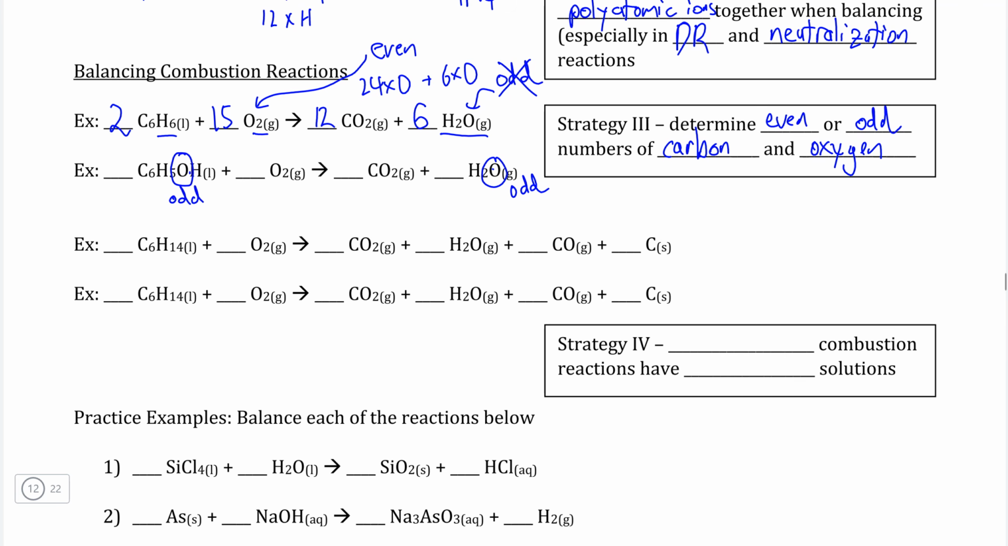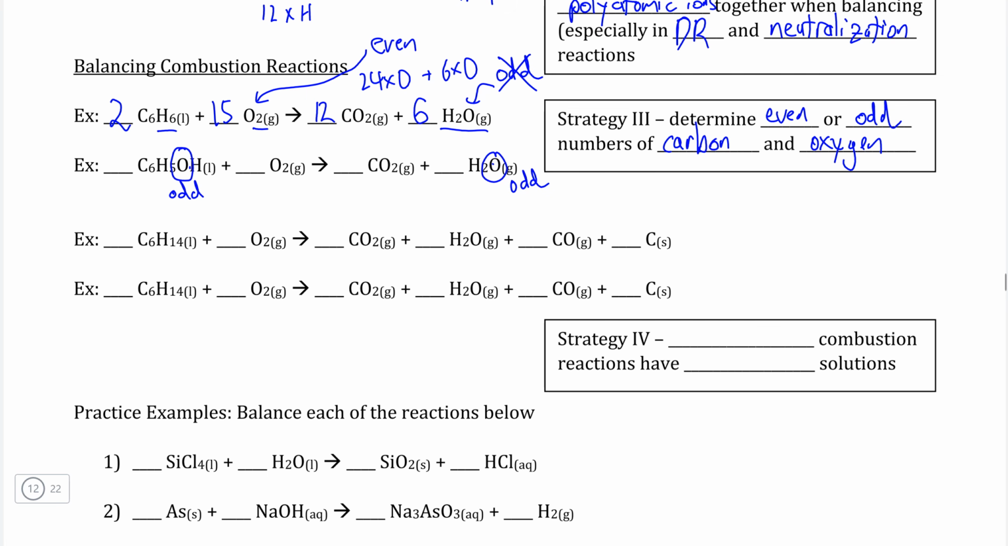So we can stick to our major hydroxide strategy and balance carbon first. So we can put a balancing coefficient of 6 to balance carbon by balancing CO2. We have 5 plus 1 is 6 hydrogen in the reactants. So we can put a 3, because 3 times 2 is 6 hydrogen here.